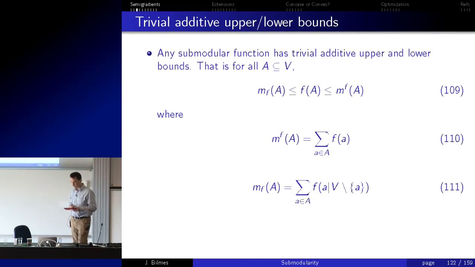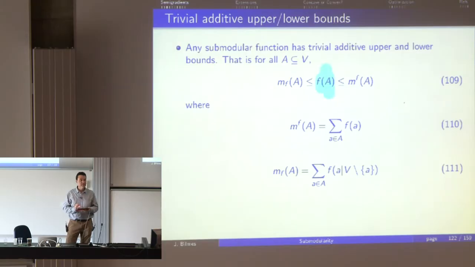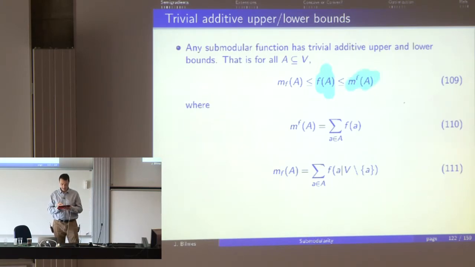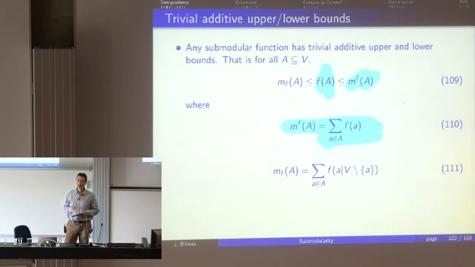Okay. Now the question is, we have this sort of notion of affineness in the discrete world, which is the modular functions or the additive functions. Sometimes, in fact, they're called linear functions. And so we can actually get trivial upper and lower bounds for a submodular function. So here's a submodular function evaluated at A, and we can get a modular upper bound by just basically summing the singleton elements. That's a guaranteed upper bound for any submodular function.